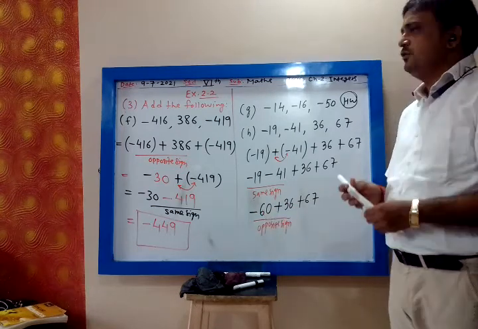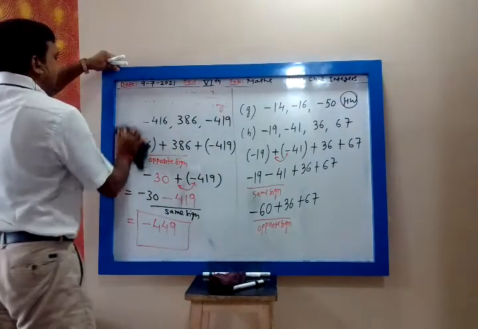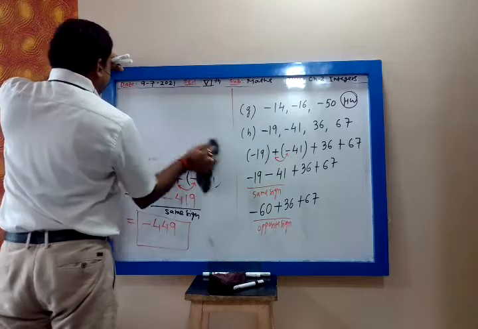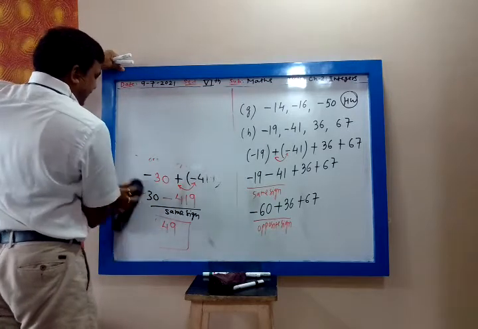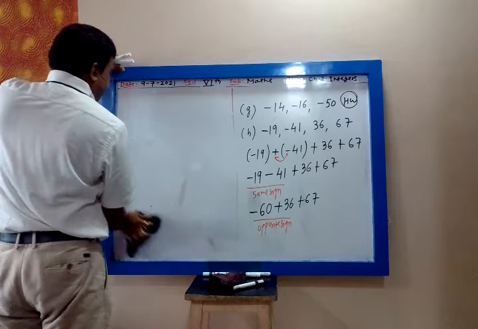Whenever they have opposite sign, you have to subtract the smaller number from bigger number and take the sign of bigger number. Whenever the given two integers have opposite sign, you have to subtract smaller number from bigger number and take the sign of bigger number.